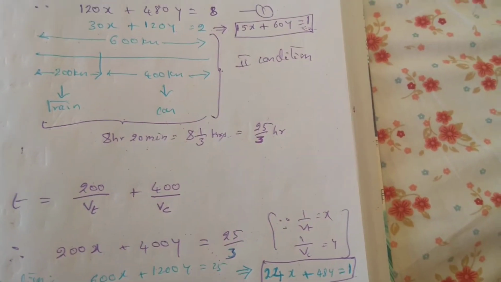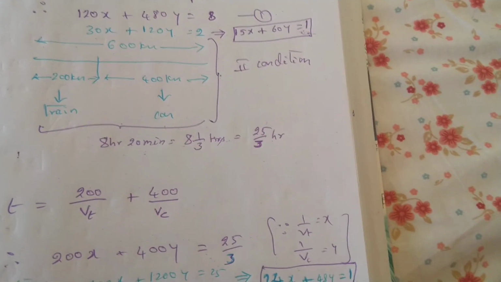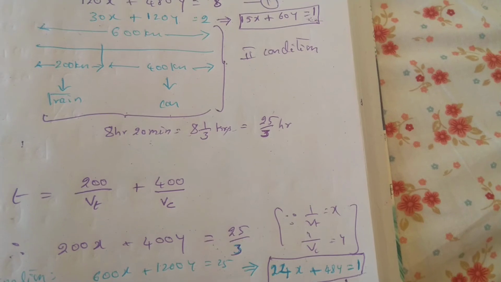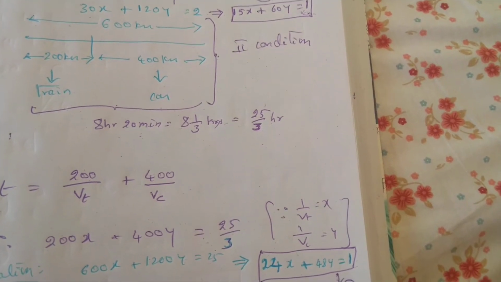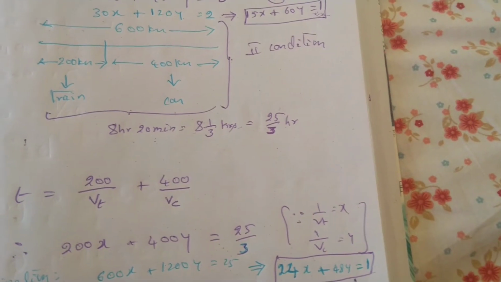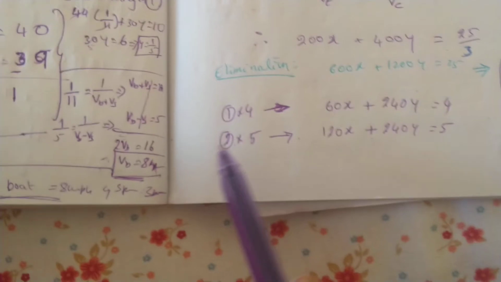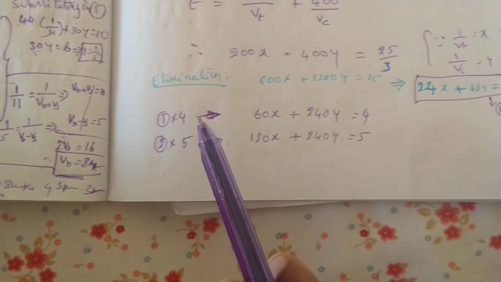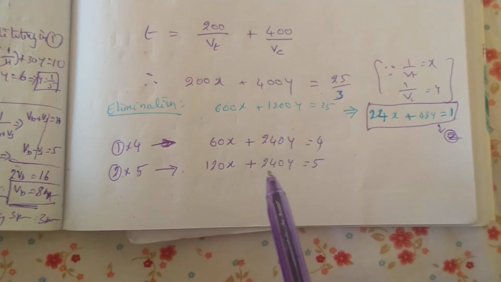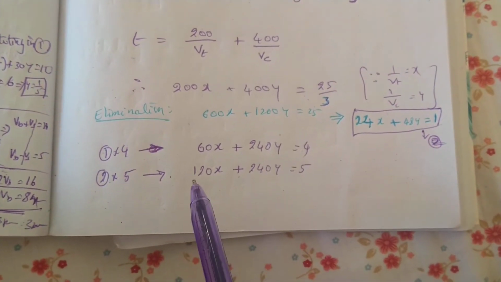Now observe the first equation. What is the first equation? 15x plus 60y is equal to 1. What is the second equation? 24x plus 48y is equal to 1. So for elimination, take the LCM of 60 and 48. You will get that as 240. Therefore, multiply the first equation by 4, and you will get this equation. Multiply the second equation by 5, and you will get this equation. Now, y is eliminated if you subtract.